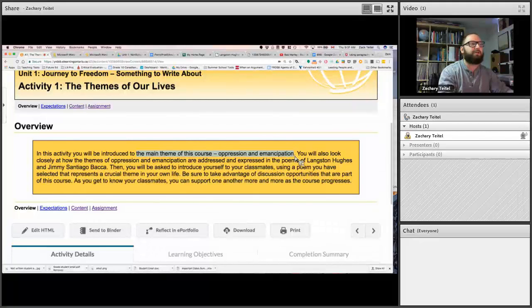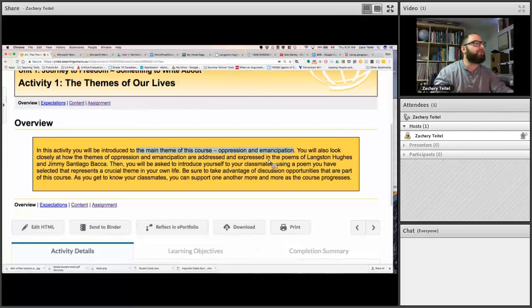Can those things occur in different ways, right? Can they happen on different levels? I think you probably know already that they can, and you want to explore that, okay? So the first thing we're doing today is looking at how these themes of oppression and emancipation are addressed in the poems of two different poets, Langston Hughes and Jimmy Santiago Baca.